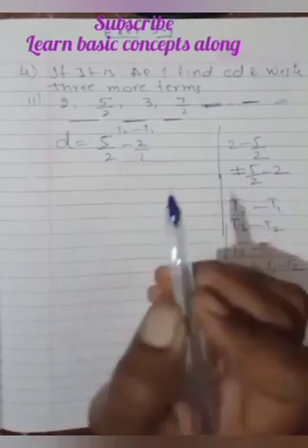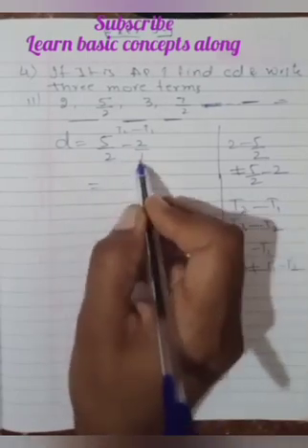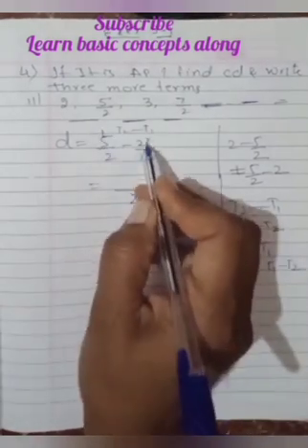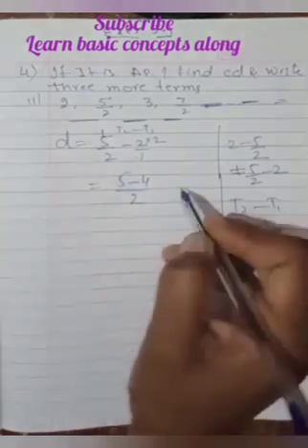Okay, now look at this one. Here it is a fraction and a whole number, so you are going to take the LCM. LCM of 2 and 1 you are taking as 2. 1 2s are 2, 2 1s are 2, a very simple concept. 5 1s are 5 minus 2 2s are 4. It is equal to, yes, 1 by 2.